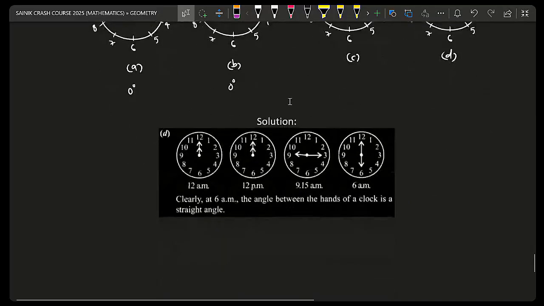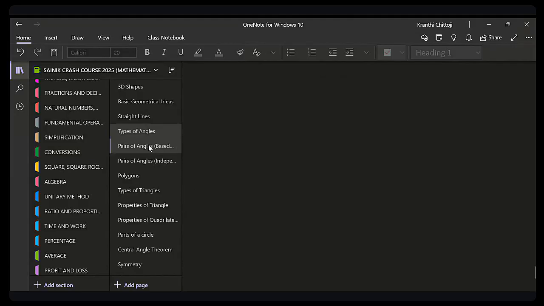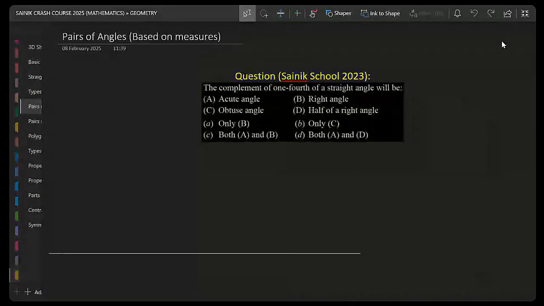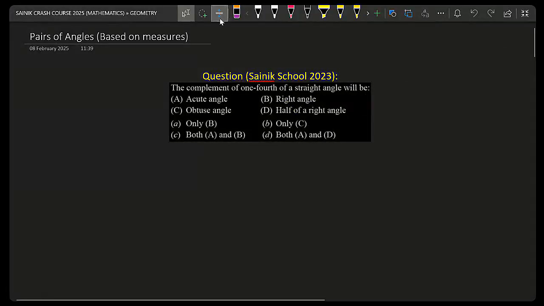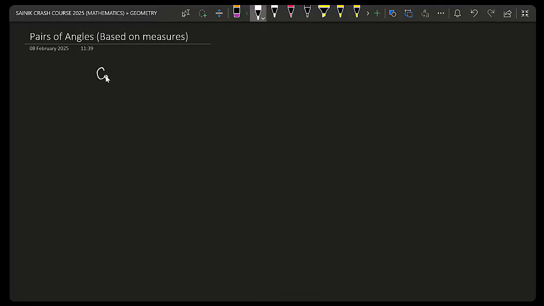So at 6 a.m. the angle between the hands is a straight angle. And next, one important topic we are going to discuss, that is pairs of angles based on measures. We already discussed it in class. Let us revise again. So pairs of angles based on measures. We have first one, complementary angles.